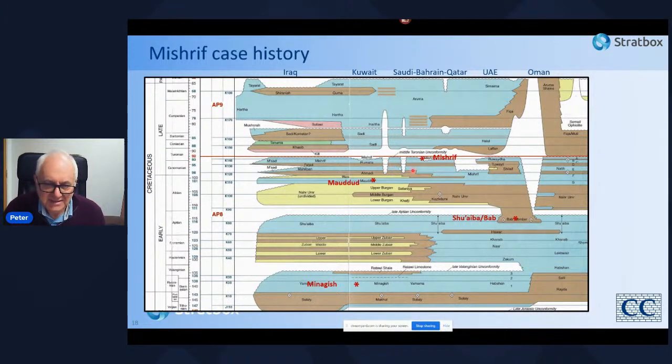case history I want to look at is firstly the Mishrif carbonates, and then I want to look at the effects of one of these major unconformities associated with one of these major sequence boundaries. And this unconformity actually cuts down through the Mishrif, and it affects reservoir quality in the Mishrif in two ways. Firstly, the actual distribution of the Mishrif, and secondly, there are some diagenetic consequences caused during exposure, some good, some bad.